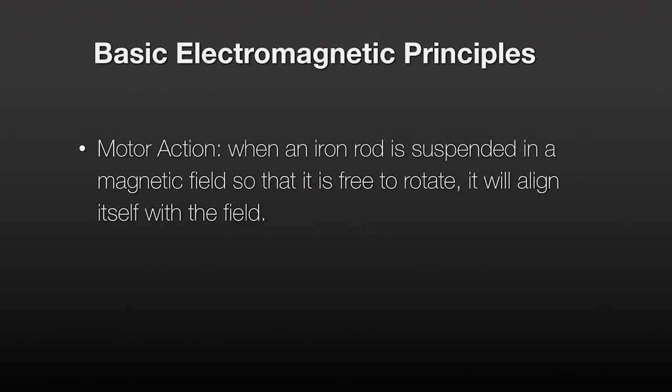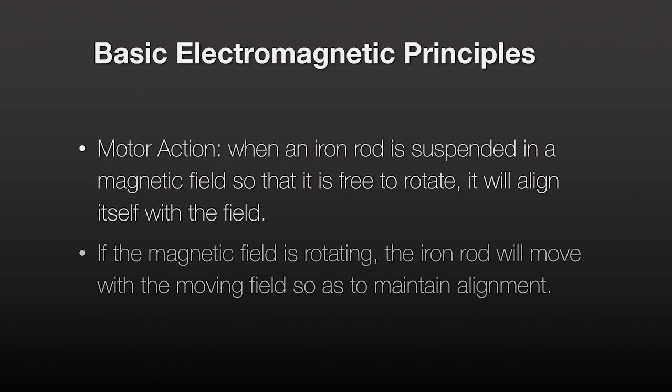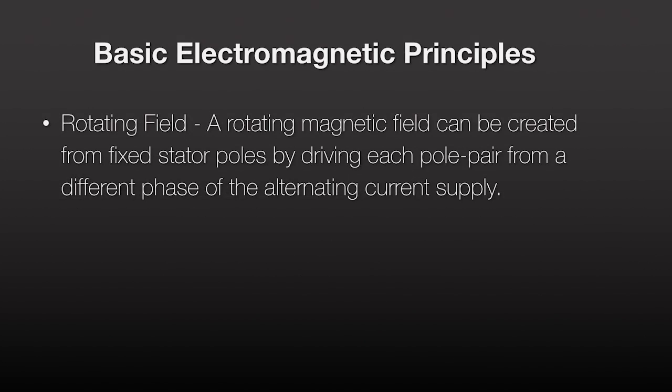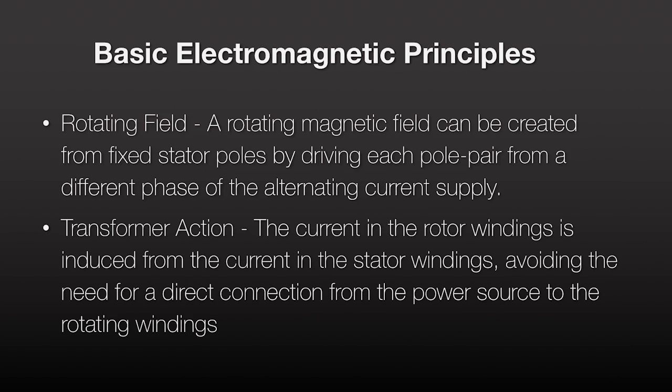Recall that when an iron rod is suspended freely in a magnetic field, it will align itself with the field. If that field is rotating, the iron rod will rotate with the field, so as to maintain alignment with it. You can create a rotating magnetic field from fixed stator poles by driving each pole pair from a different phase of the alternating current supply. With three-phase AC power, you create a three-phase AC motor. The stator windings induce current in the rotor windings, avoiding the need for a direct electrical connection from the power source to the rotor.